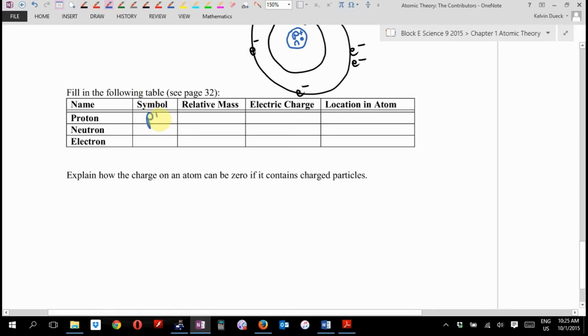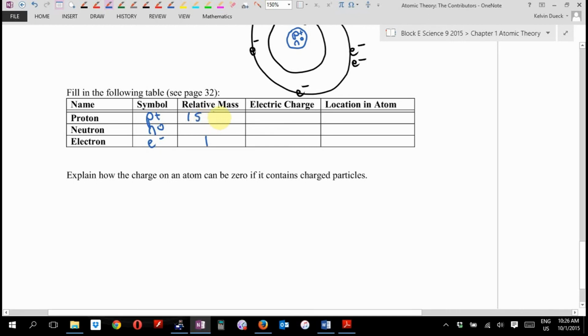Proton, neutron, electron. If the electron weighed 1 kilogram, it doesn't. An electron weighs 0.000000000 31 zeros, and then a 9 and a 1 and a 1 kilograms. But if it weighed 1 kilogram, what would the proton weigh?